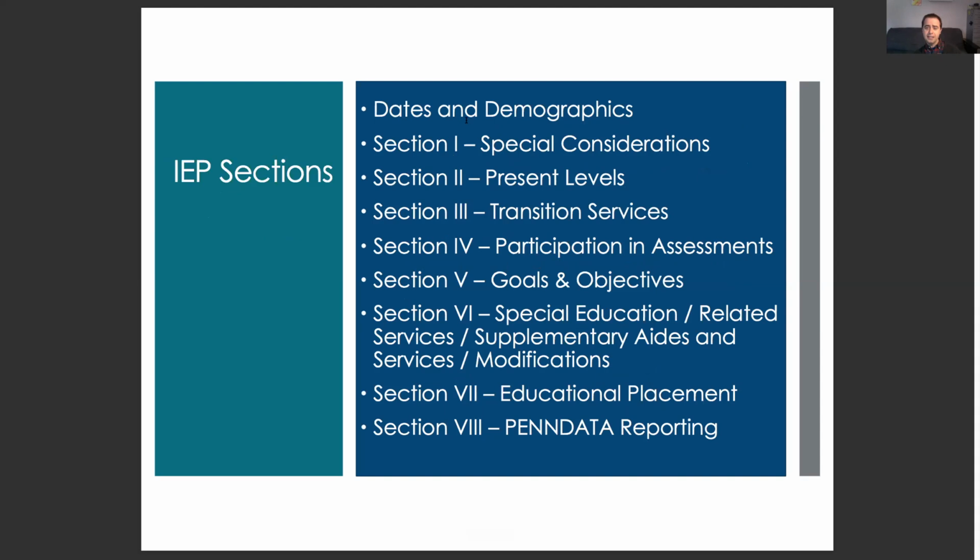These are the IEP sections. It starts with dates and demographics. Section 1 is special considerations. Section 2, present levels. Section 3, transition. Section 4, participation in assessments, what we're going to review today. Section 5, goals and objectives. Section 6, special education, related services, supplementary aids and services, and of course, modifications. Section 7 is the educational placement of the child, and Section 8 is Penn data reporting.